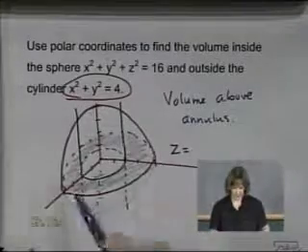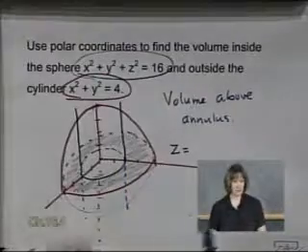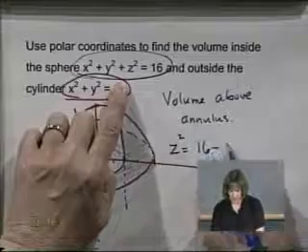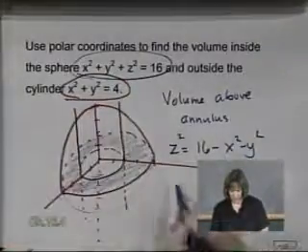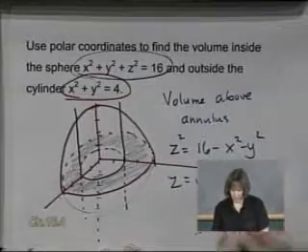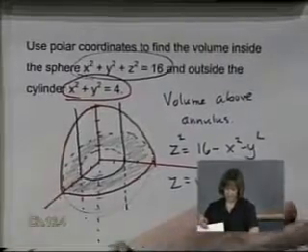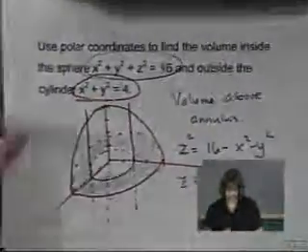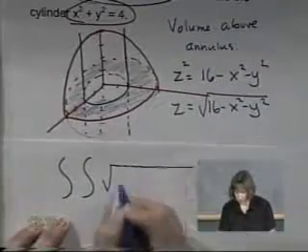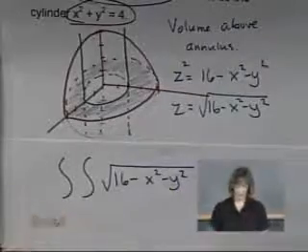Well, our rooftop is the top of the sphere, right? This equation gives us the top of the sphere, but we have to solve for z because it has to be height. So we have z squared equals 16 minus x squared minus y squared, or z is equal to the square root of 16 minus x squared minus y squared. Okay, so for our volume, we're going to integrate our height, which is the square root of 16 minus x squared minus y squared dA.